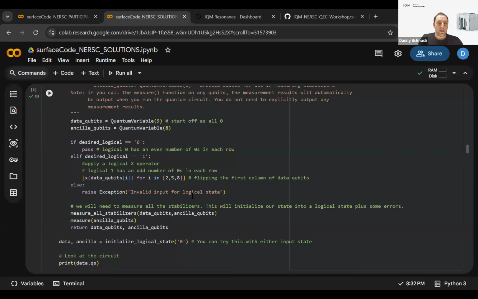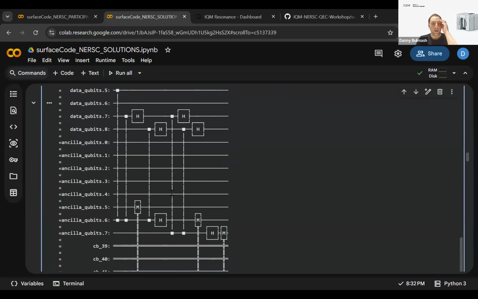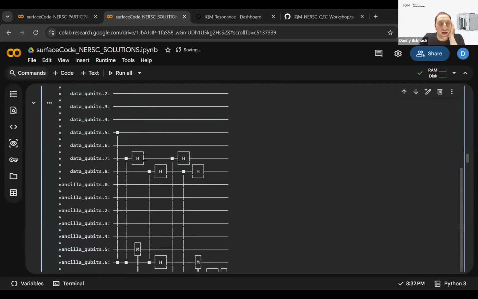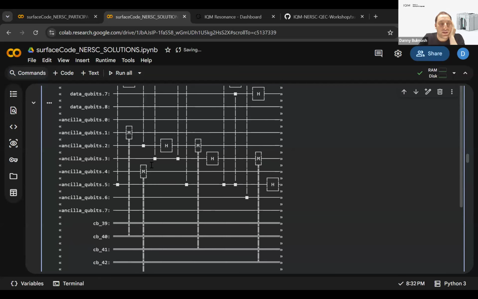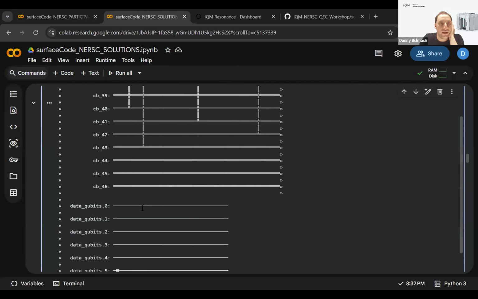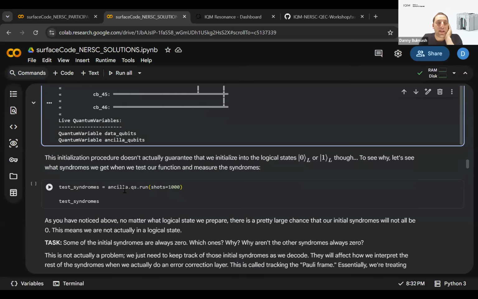So once we've gotten this initialization set up, you can play around with both initializing 0 and 1. You can see the quantum circuit. There's a bunch of gates going on here. There's Hadamards, there's CZ gates. I'm using the solution notebook, so I've actually rewritten these as CZ gates instead of CX gates, and a bunch of measurements. But now let's see what happens.